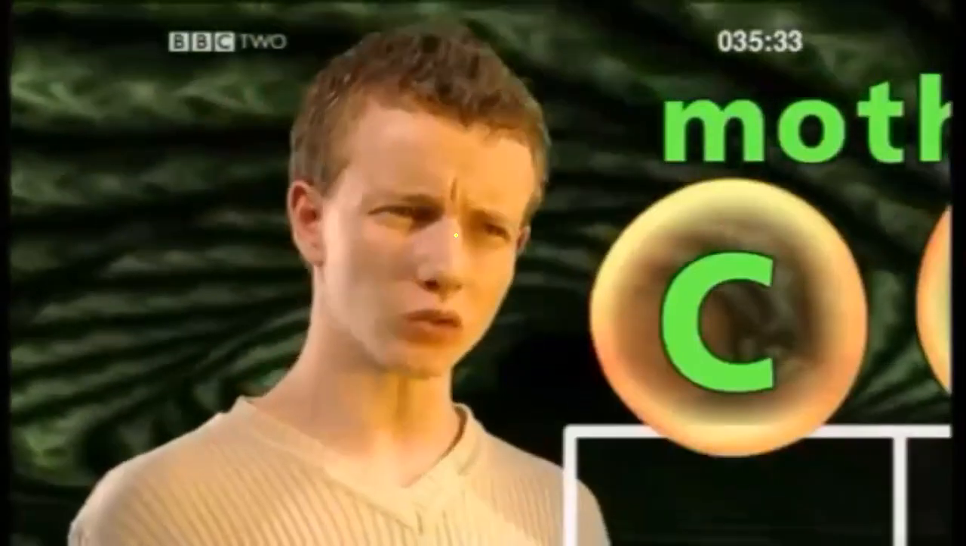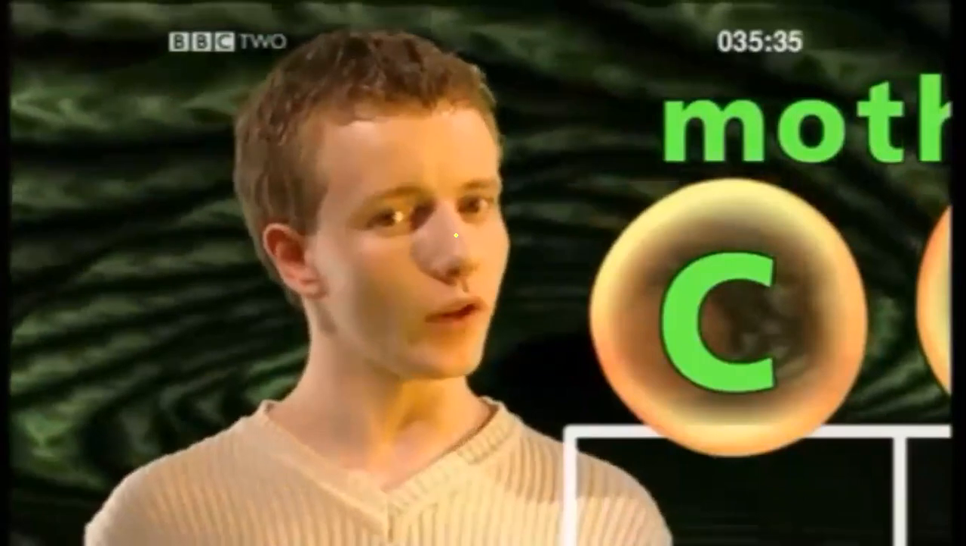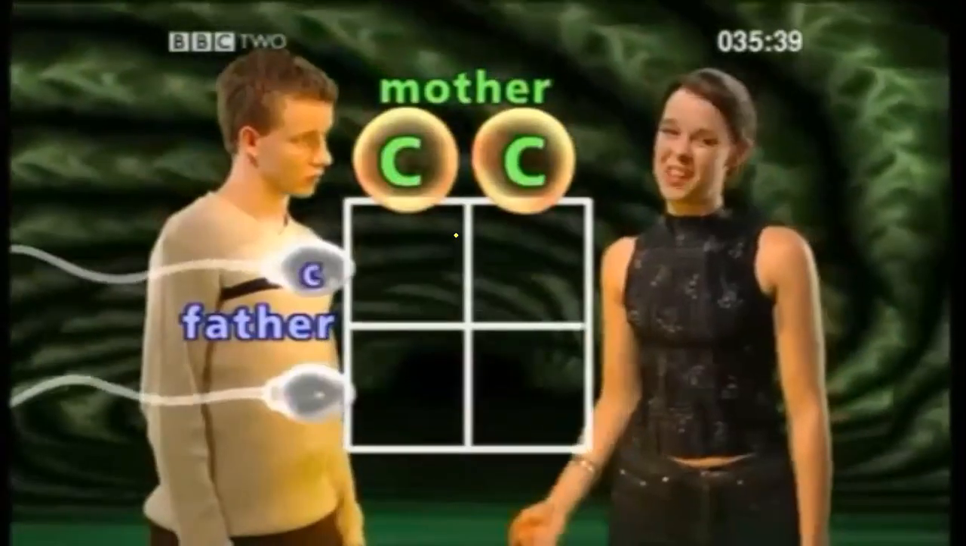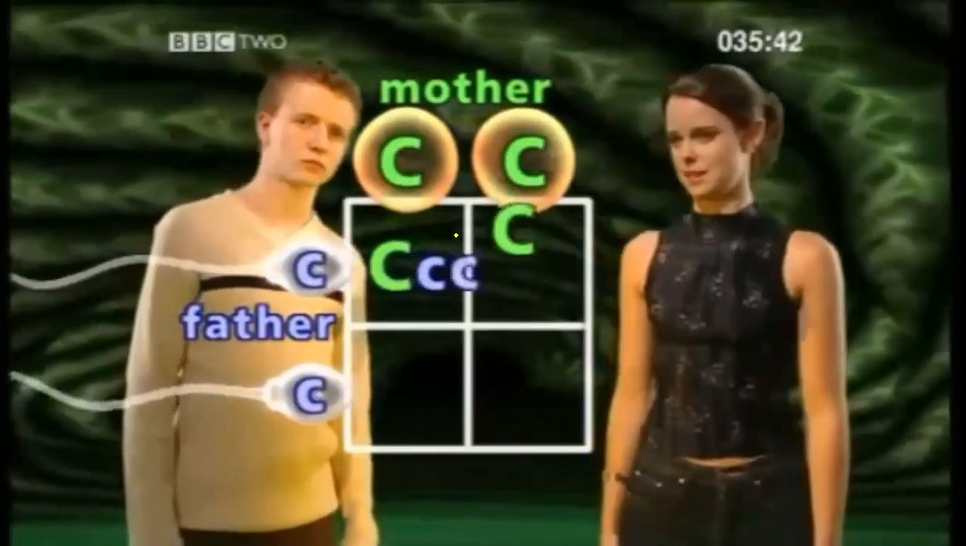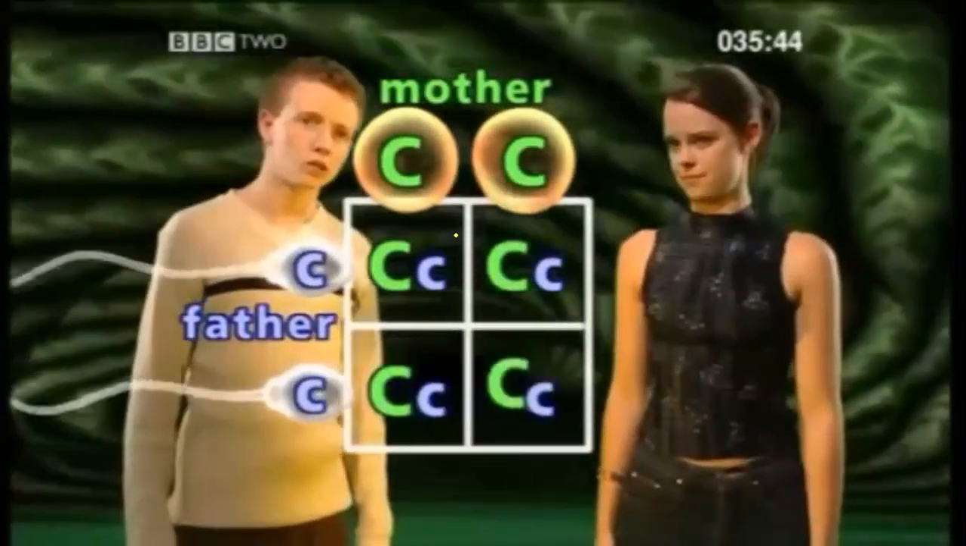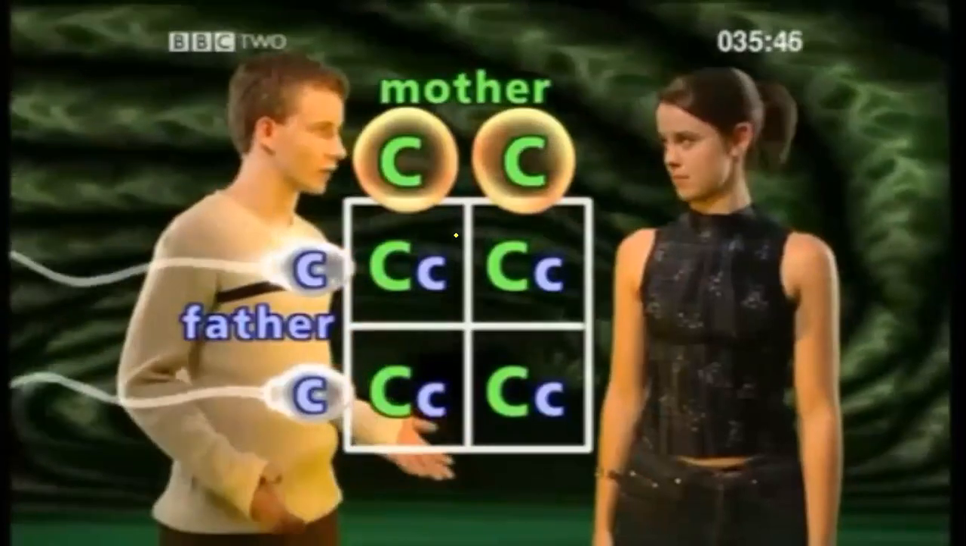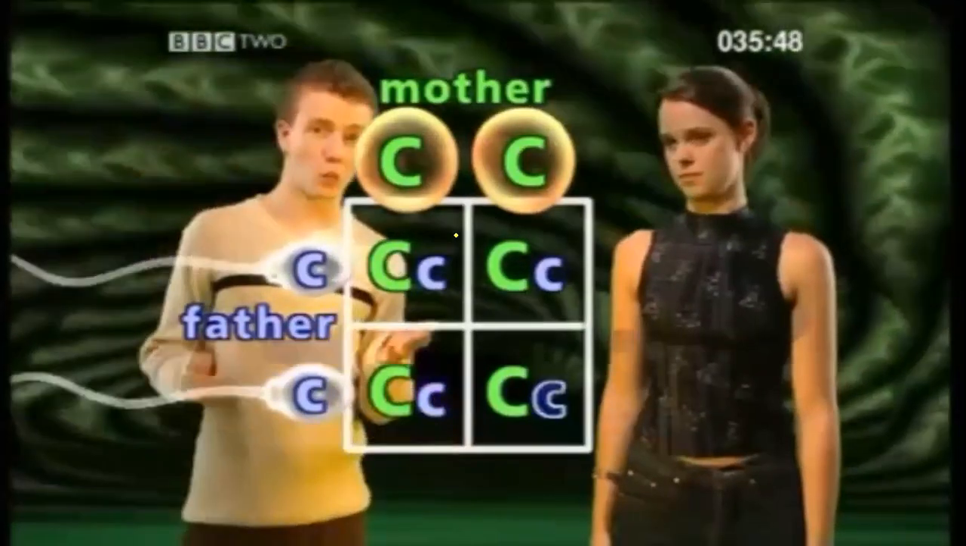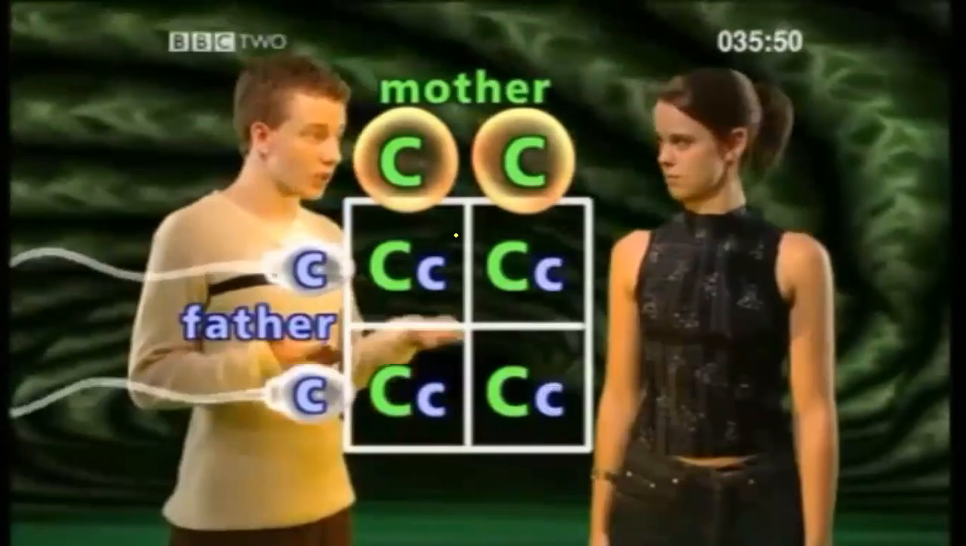Right. But hold on. What if one parent has developed the disease, whilst the other is normal? Well, that changes things, as you can see. Oh, okay. So all offspring are carriers, because they only have one defective gene. But none will develop the disease. Exactly. Another gold star coming your way.